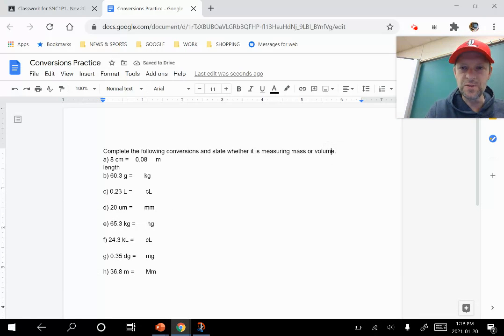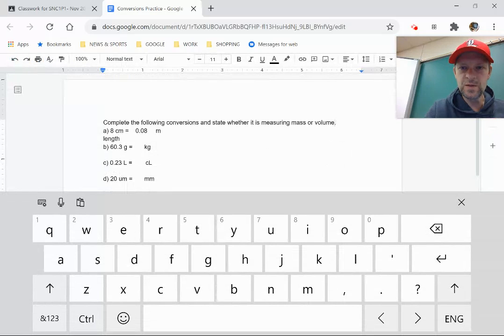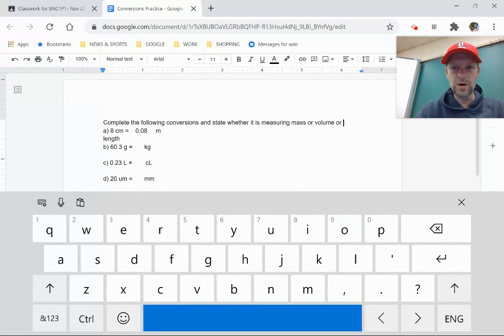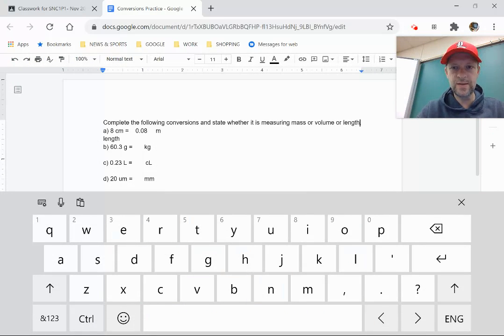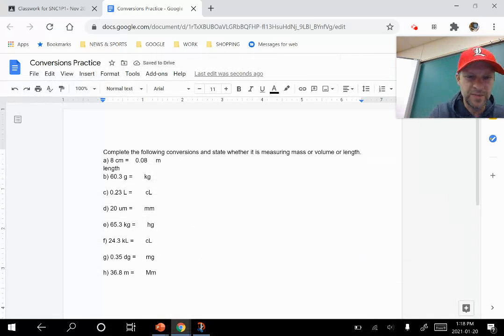Mass or volume or length. I think that covers them all. Yep. So mass, volume, or length. And that first one's length. So that's the answer to the first one. You guys go ahead and do the rest of them.